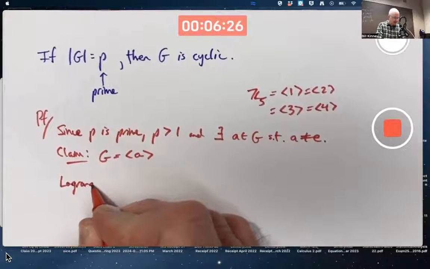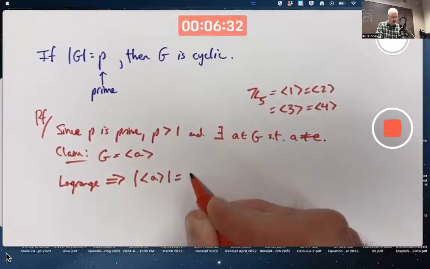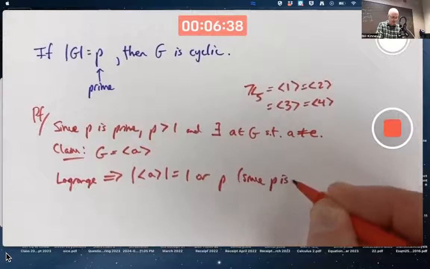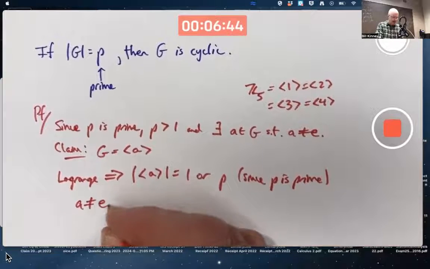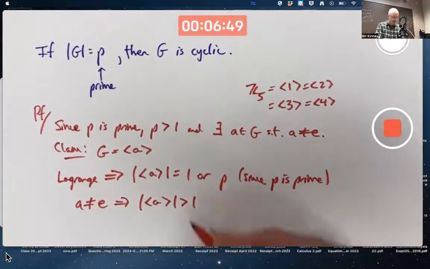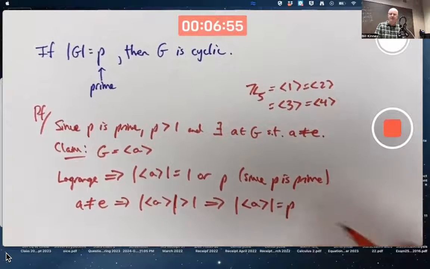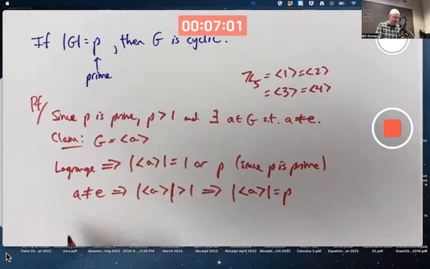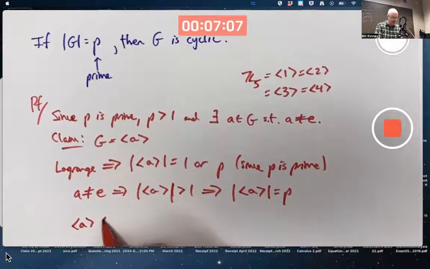Lagrange implies the order of the cyclic subgroup generated by A is 1 or P, since P is prime. A not equal to the identity means the order of the cyclic subgroup generated by A is bigger than 1. Therefore, the order of the cyclic subgroup generated by A equals P. Again, if we want to be extra picky about things, we know that the cyclic subgroup generated by A, since A is an element of G, would be a subgroup of G.